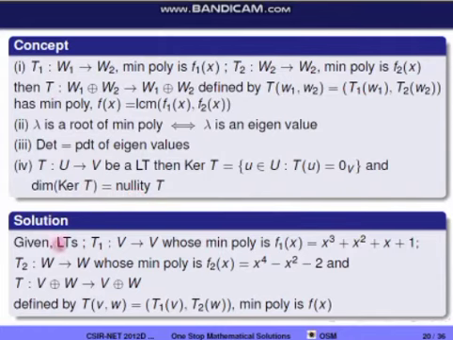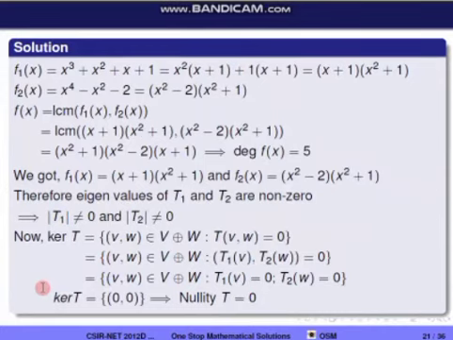So given linear transformations, T1 whose minimal polynomial is f1 of x equal to x cube plus x square plus x plus 1, and T2 from W to W whose minimal polynomial is f2 of x equal to x power 4 minus x square minus 2. Then the minimal polynomial of T is given by the LCM of f1 of x comma f2 of x.